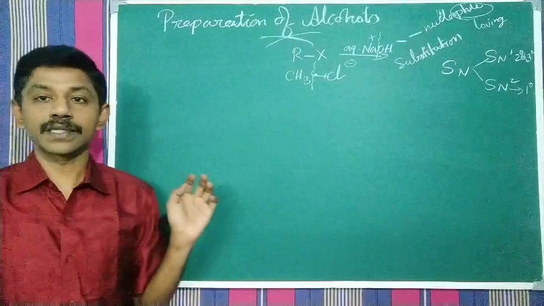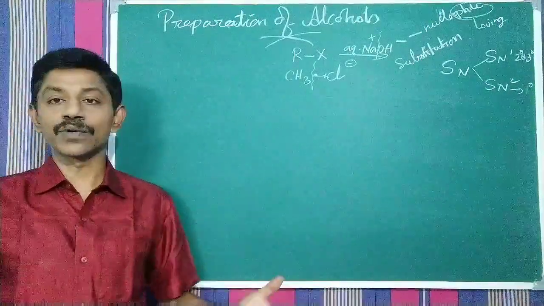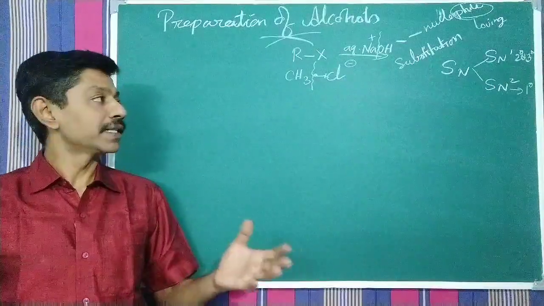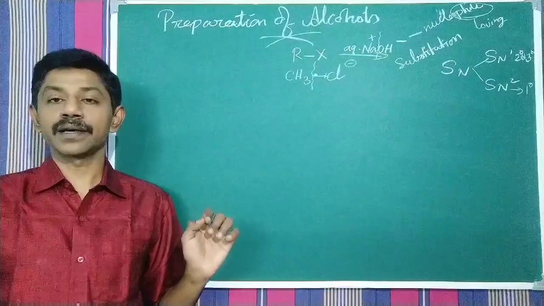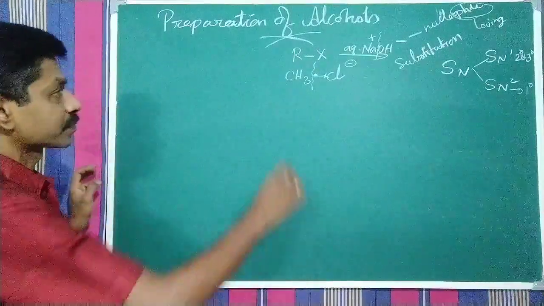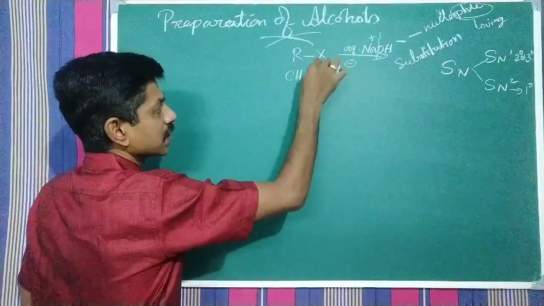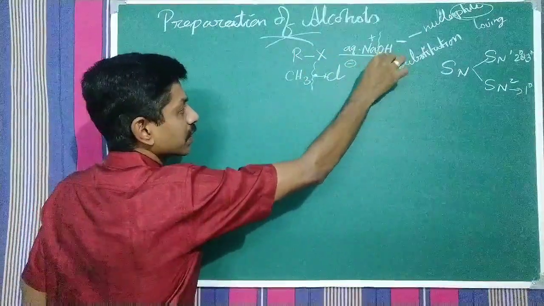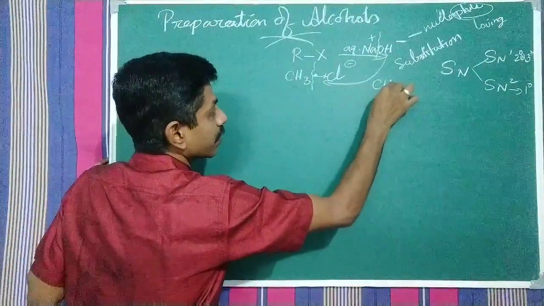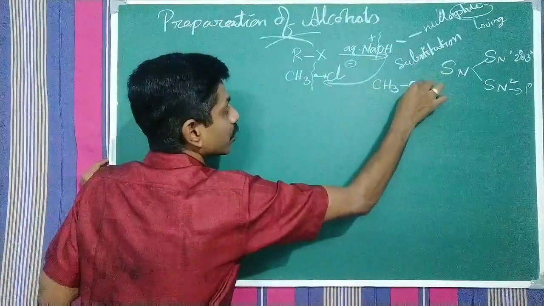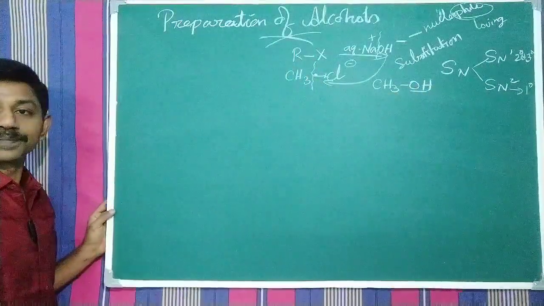In some organic chemistry topics, suddenly you will come across words called nucleophile and electrophile. By then, if you are not familiar with these terms, you may find that area a little difficult. I hope now the understanding is clear to you. This Cl minus will be removed and in its place the OH group will be added. The simple way is that by the nucleophilic substitution reaction, we can form the alcohol.